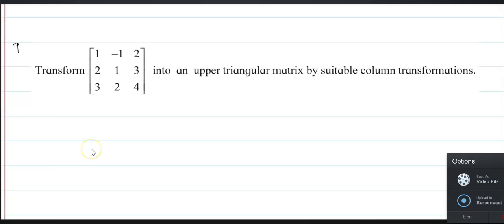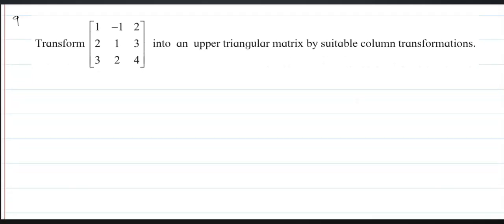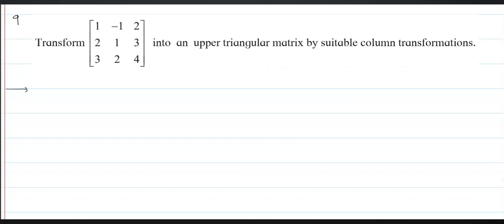My answer is different from the textbook. If you agree, then write it down. Otherwise, it is not necessary. Now see this here. 1 minus 1 2, 2 1 3, 3 2 4.